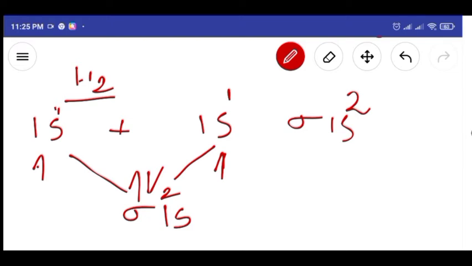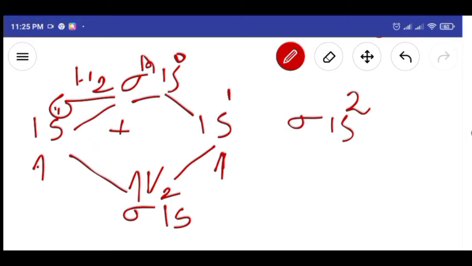So from this we can calculate. What about antibonding, sigma star 1s? No electrons are there. Already only one electron is there with each hydrogen atom, so no more electrons are left. So sigma star, that is the antibonding orbital, is 0. There is no antibonding, only bonding.